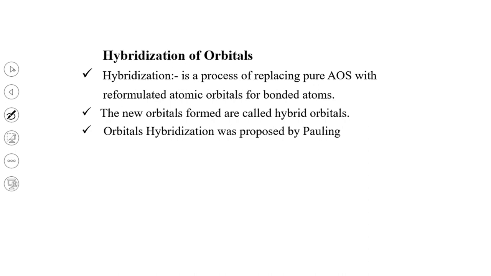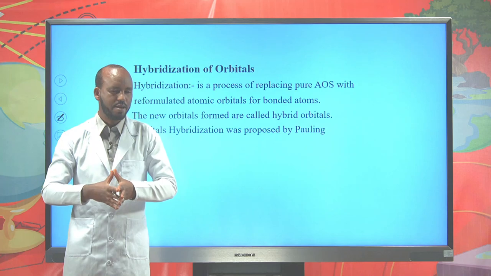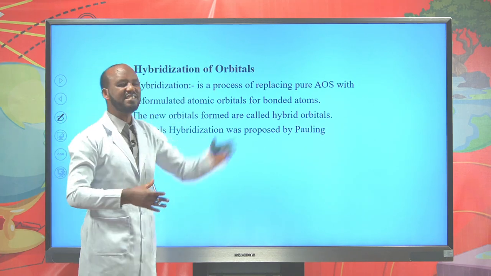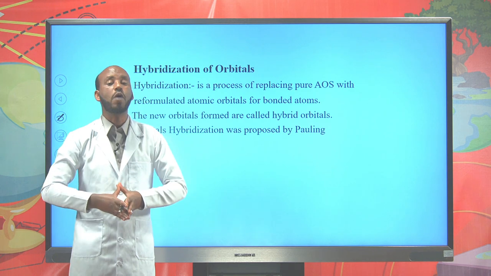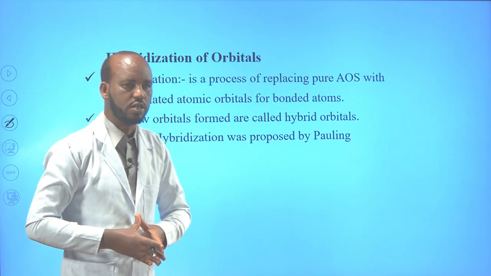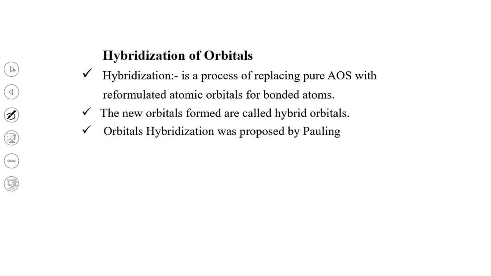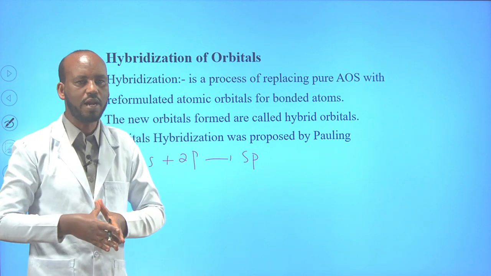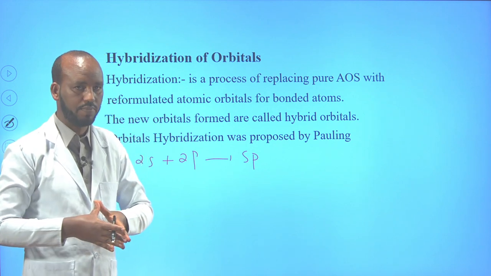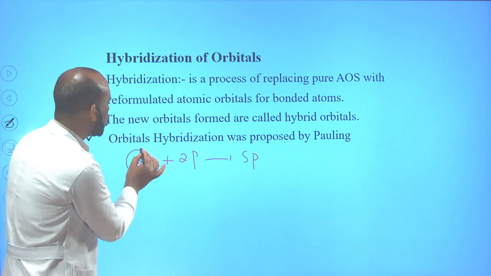Hybridization of orbitals. Students, what does hybridization mean? Hybridization is an imaginary mixing process in which orbitals rearrange themselves to form new hybrid orbitals. In hybridization, orbitals hybridize from the same energy level. For example, 2s atomic orbital mixed with 2p atomic orbital to form sp hybrid orbital. The number of atomic orbitals involved equals the number of hybrid orbitals. You see, hybridization takes place from the same energy level.